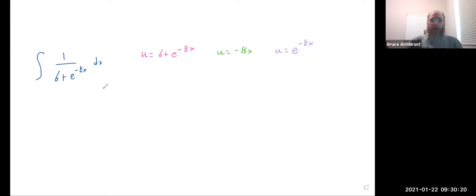So it really all depends on what the du ends up being for these and what that form turns into. So I'm going to actually walk through all of them. I'm going to start with this guy just so I don't have to change the color on my pen. But the derivative of e to the minus 8x is going to be a minus 8 e to the minus 8x dx.